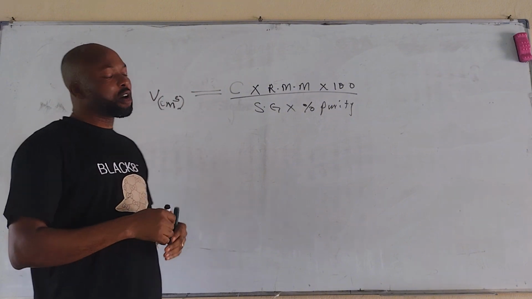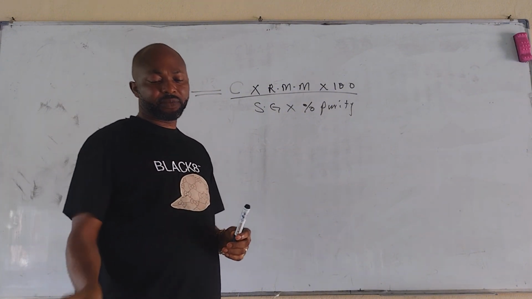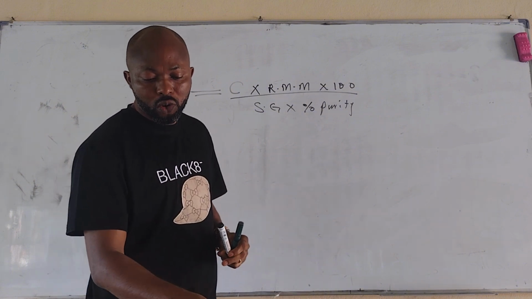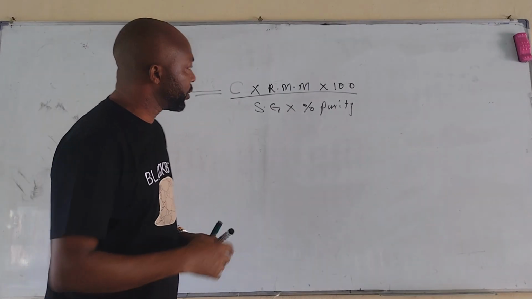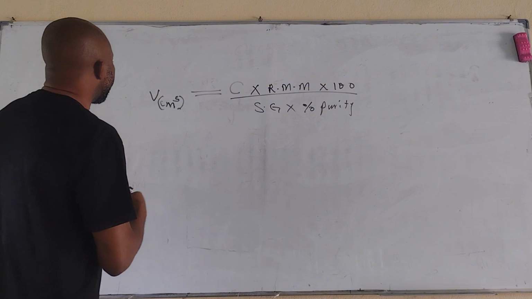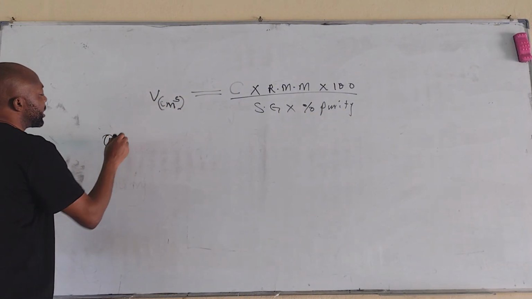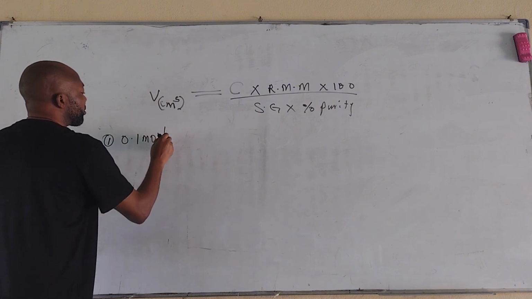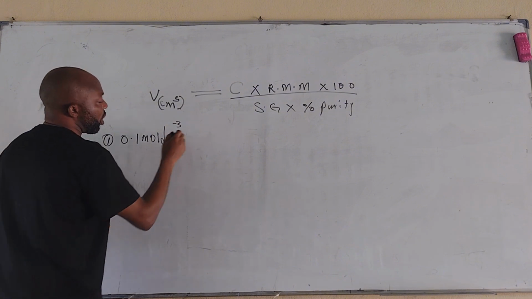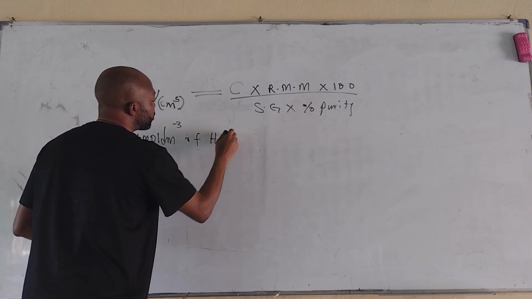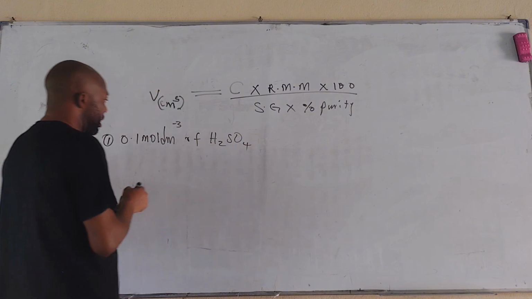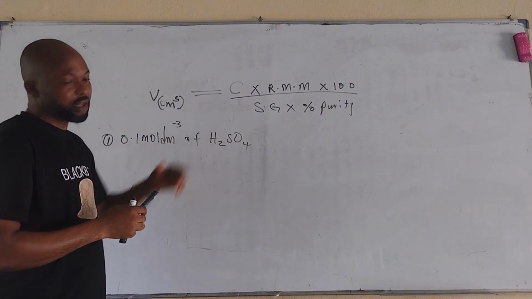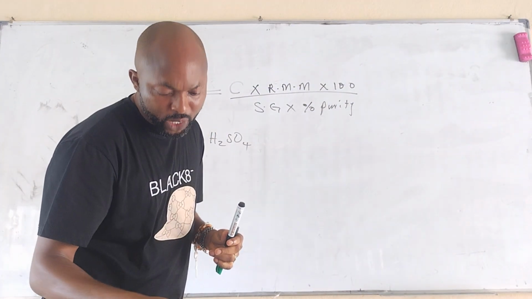So we begin with our first formula, our first question. It says that we should prepare 0.1 mole per dm cube of H2SO4. So this is our formula, like I said. Question number 1, it says 0.1 mole per dm cube of H2SO4. Now, from here, they will give us the specific gravity. Let me state it here already.